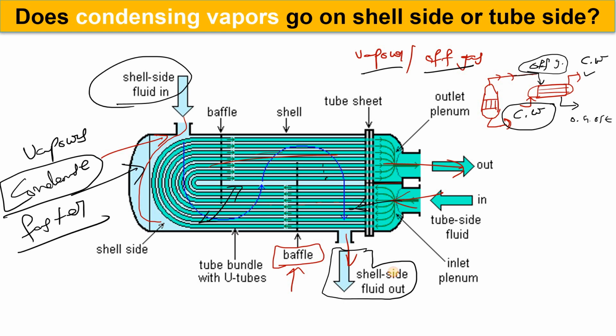I hope you understood this point, what I wanted to tell you about the condensing vapors, and why they should go in the shell side or the tube side. I hope you got the point and learned something new from this video.